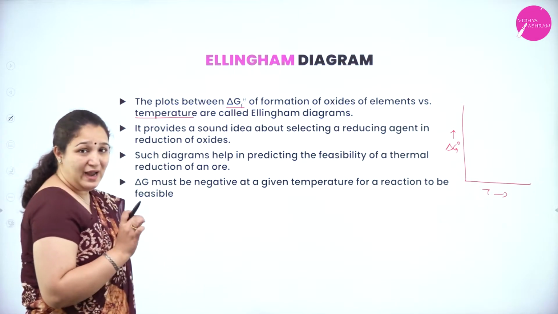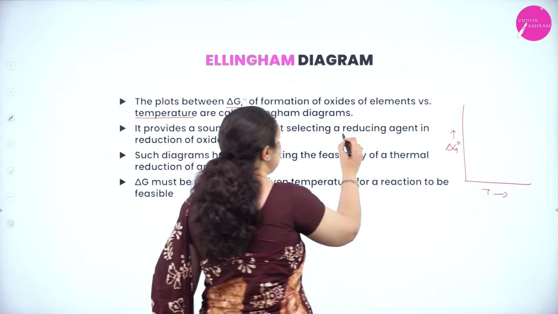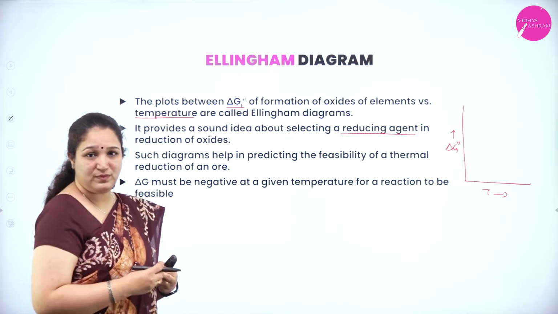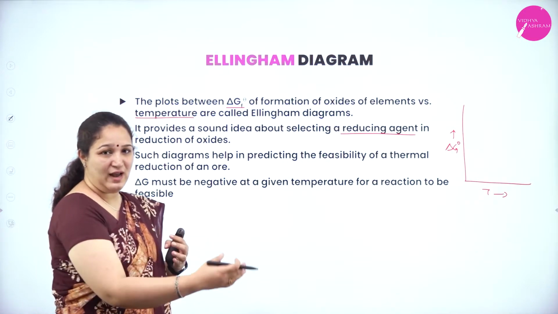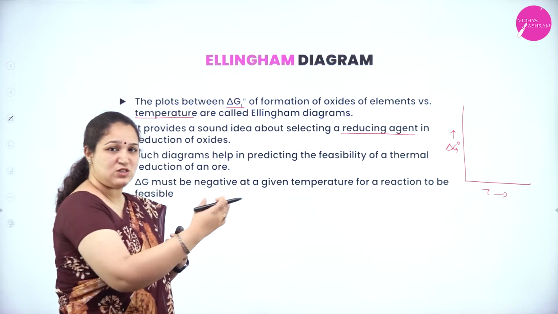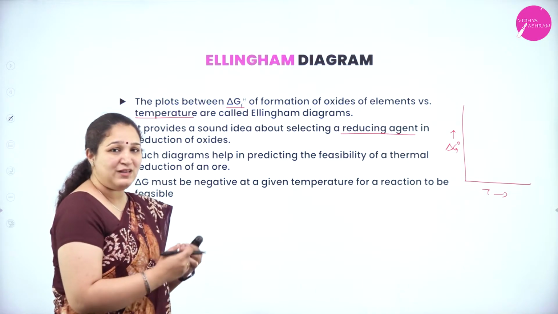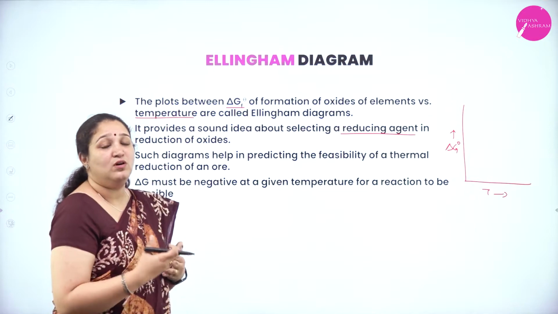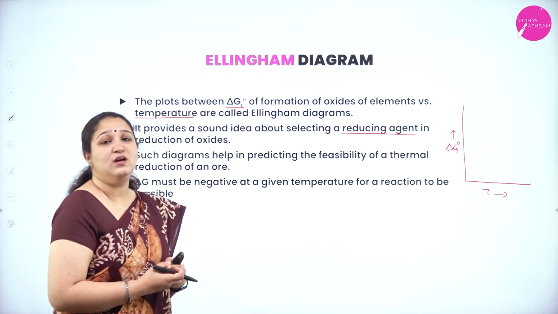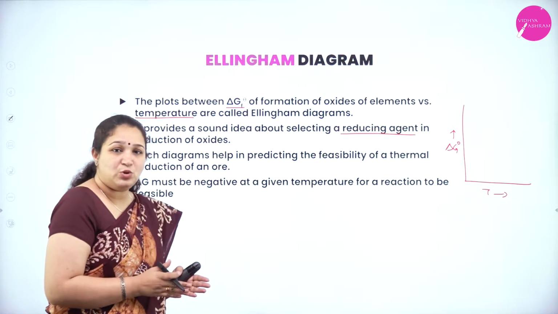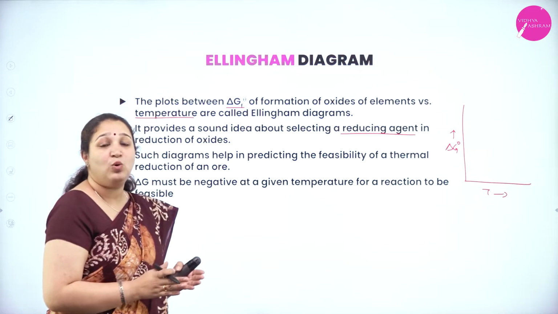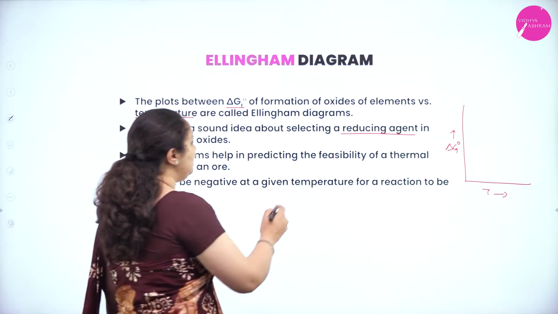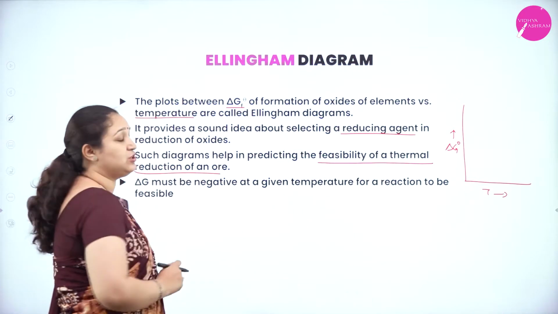It provides a sound idea about selecting the reducing agent in the reduction of oxide. I explained to you what is the meaning of reduction, isn't it? You have a metal oxide, for that you have to add a reducing agent which will take up the oxygen and leave the metal alone there. So metal oxide gets converted to metal in the process of reduction reaction. Okay, so here, which is the reducing agent you have to use, you will understand by knowing the Ellingham diagram properly.